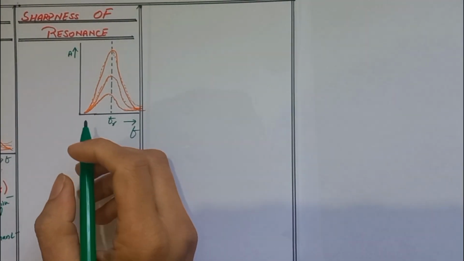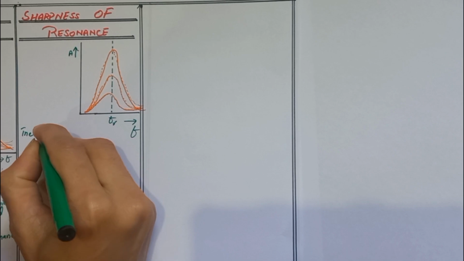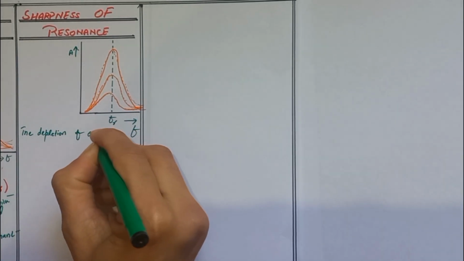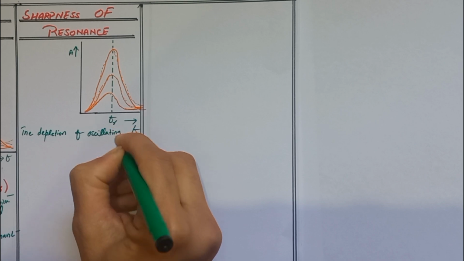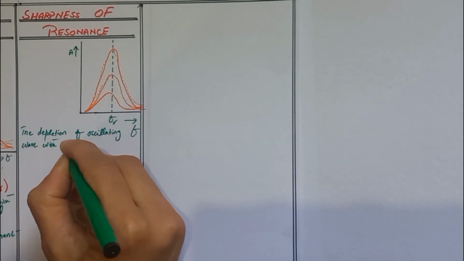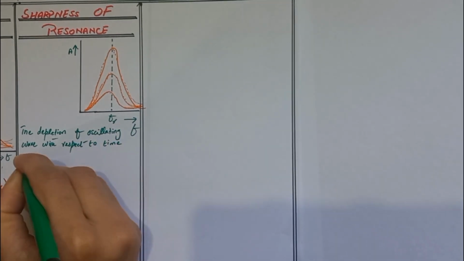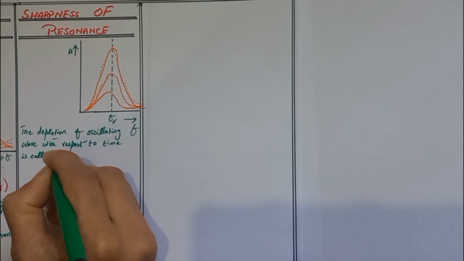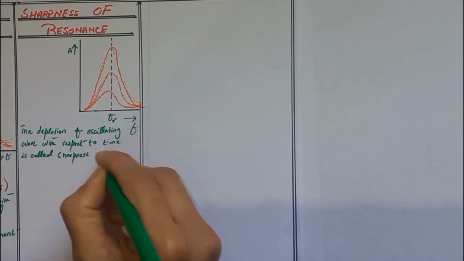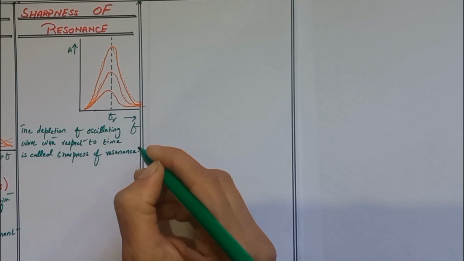Now we discuss the definition of the sharpness of the resonance. The definition is: the depletion of the oscillating wave with respect to time is called sharpness of resonance.